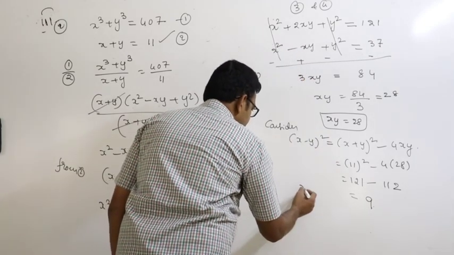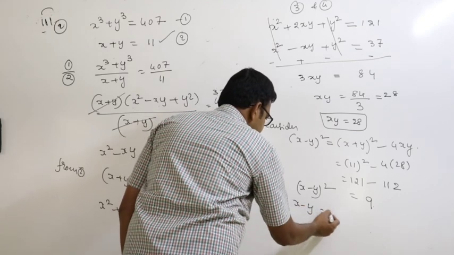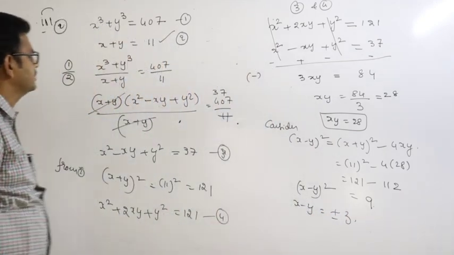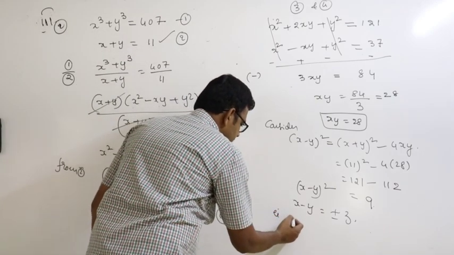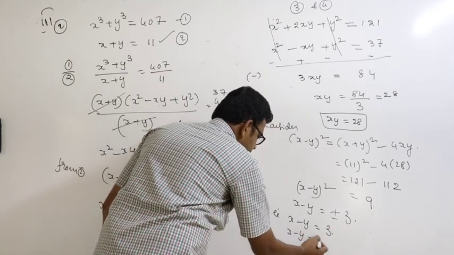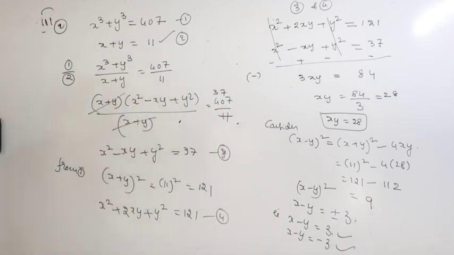So this is x minus y whole square equal to 9. So x minus y equal to plus or minus 3. That is, there are two equations, x minus y equal to plus 3 and x minus y equal to minus 3. Write down.